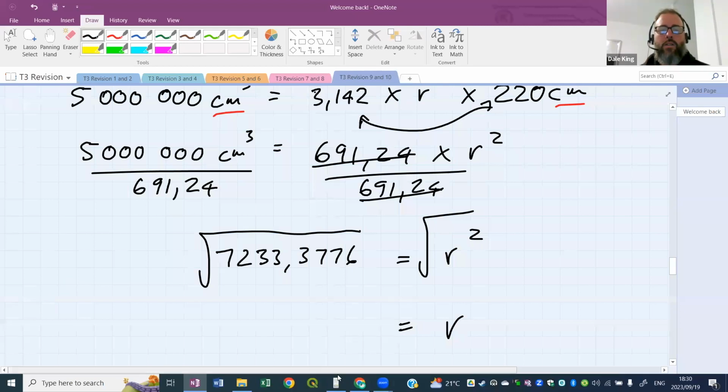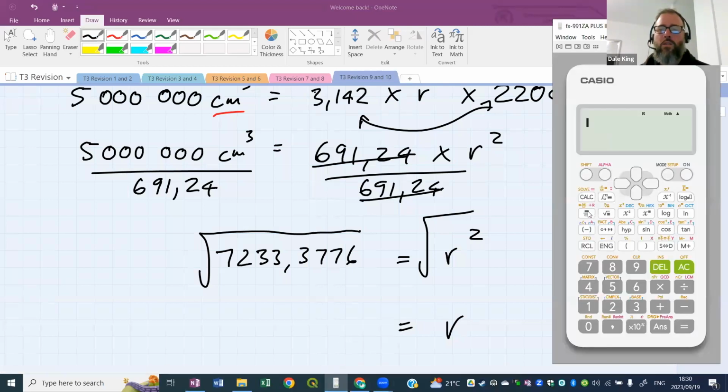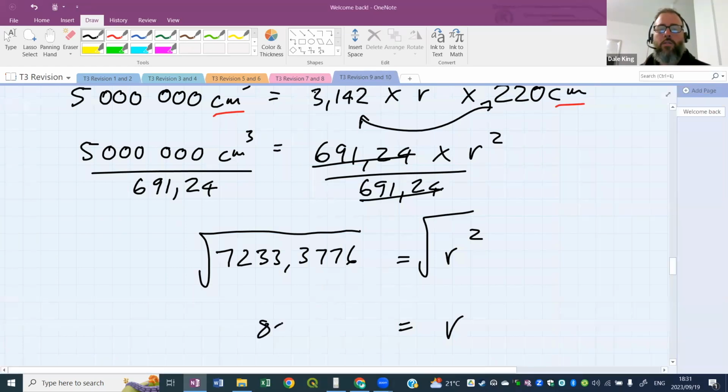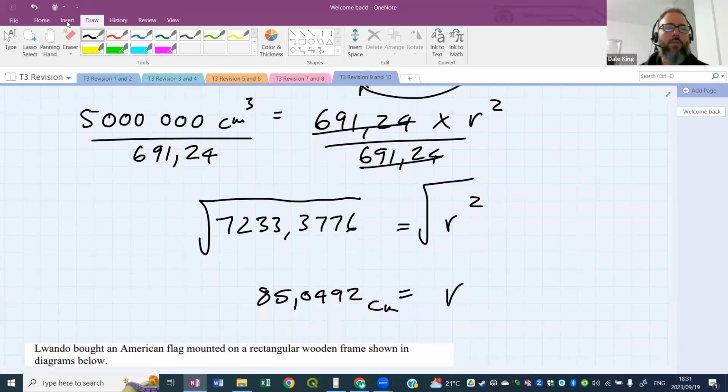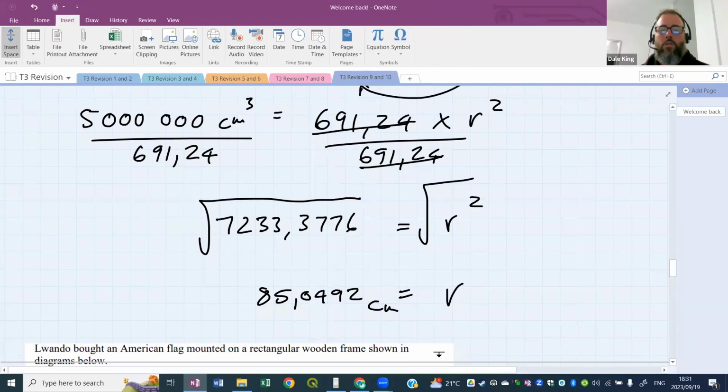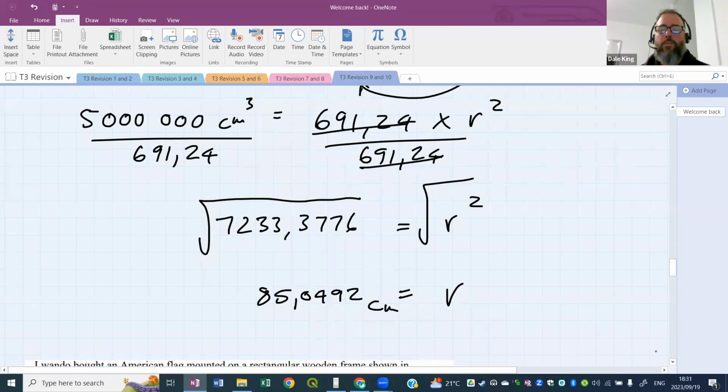So now r is by itself. So we've got to take this value and we've got to square root it. So I'm using the square root button. 7233.3776. I haven't rounded it off yet. There we go. 85.0492 centimeters. Remember, if we put in centimeters, centimeters will come out. What you put in is what you get out in an equation.